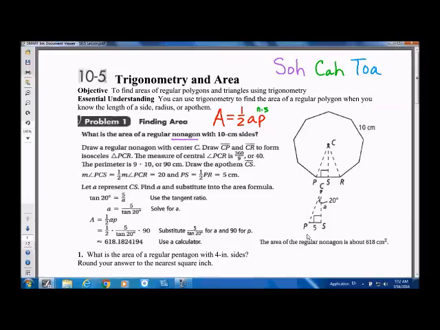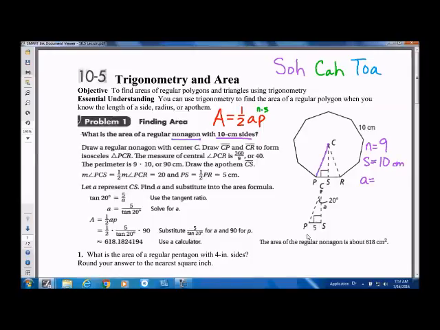We have a regular nonagon with 10 centimeter sides. So just like every other problem, we know we need N, S, and A. We know that our nonagon has 9 sides, and our side length is 10 centimeters.